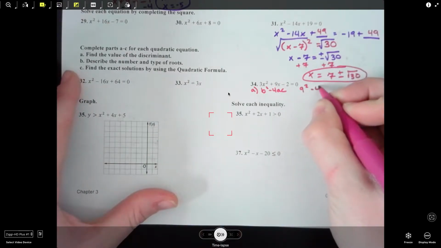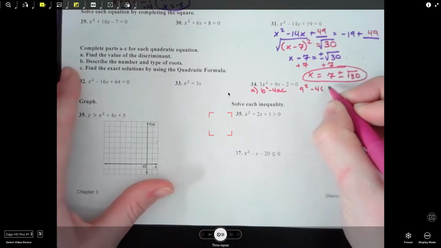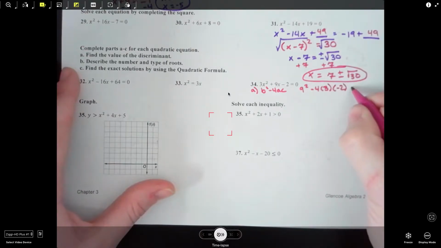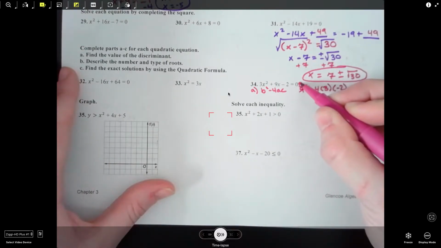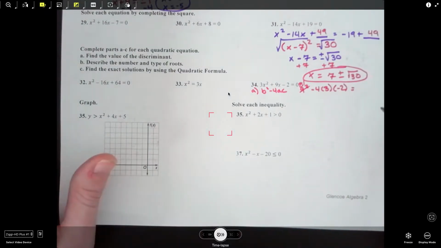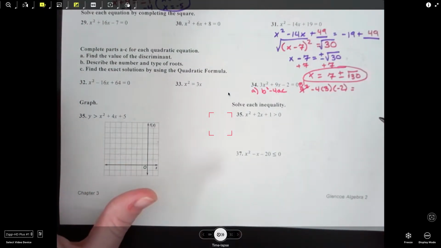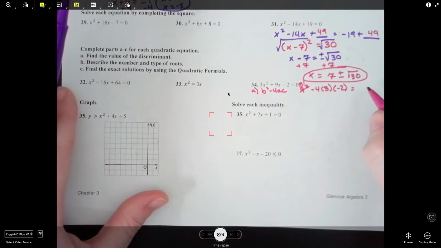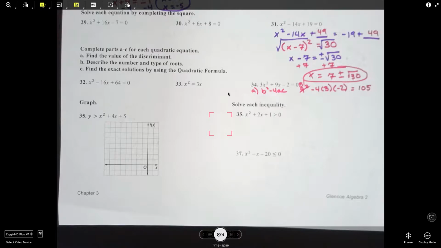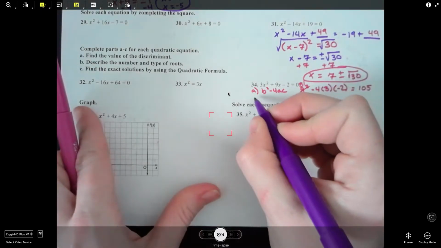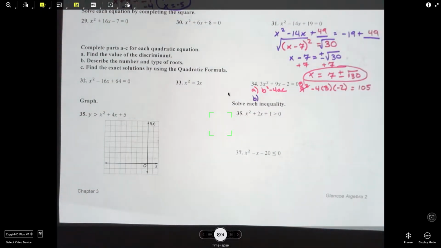9 squared minus 4 times A is 3, C is negative 2. Okay? So I've got 81 plus 24. 81 plus 24. 105. Okay, what does that tell me for part B? Describe how many solutions. 105 is a positive number. So there's one solution, right?